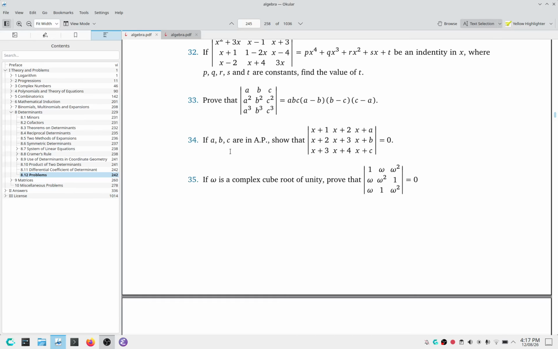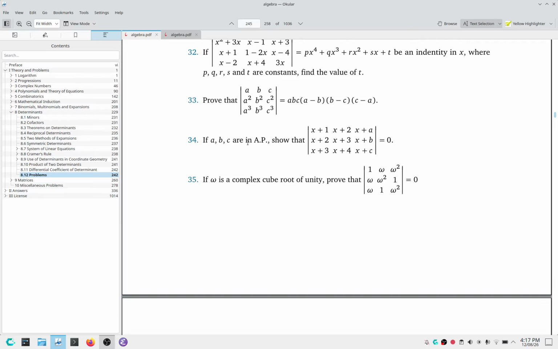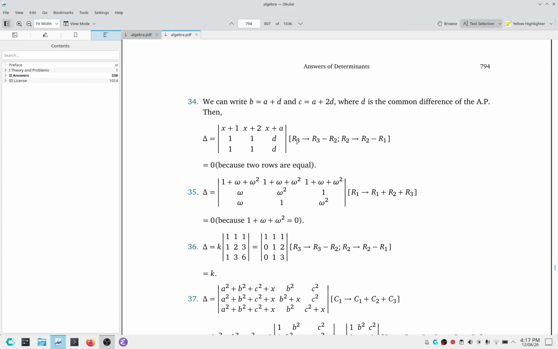Question 34 says that if a, b, c are in AP, show that the determinant with rows x plus 1, x plus 2, x plus a; x plus 2, x plus 3, x plus b; x plus 3, x plus 4, x plus c is equal to 0. So a, b, c are in AP, so we can write b is equal to a plus d and c is equal to a plus 2d. What we do here is we subtract R2 from R3, that is R3 is equal to R3 minus R2, and R2 is equal to R2 minus R1. So this will become 1, 1, d, and this will be 1, 1, d. Once we have that, two rows are equal, and therefore the determinant will be 0.